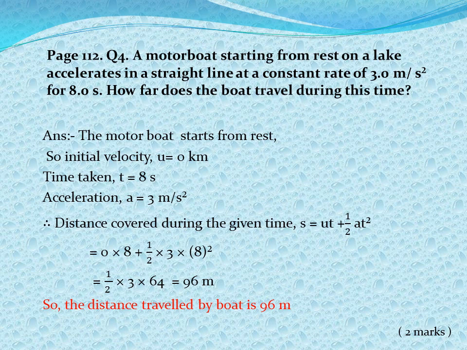Answer: the motorboat starts from rest, so initial velocity u equals 0, time taken t equals 8 seconds, acceleration a equals 3 meter per second squared. Distance covered during the given time s equals ut plus half at squared equals 0 into 8 plus half into 3 into 8 squared equals half into 3 into 64 equals 96 meter. So the distance travelled by the boat is 96 meter.